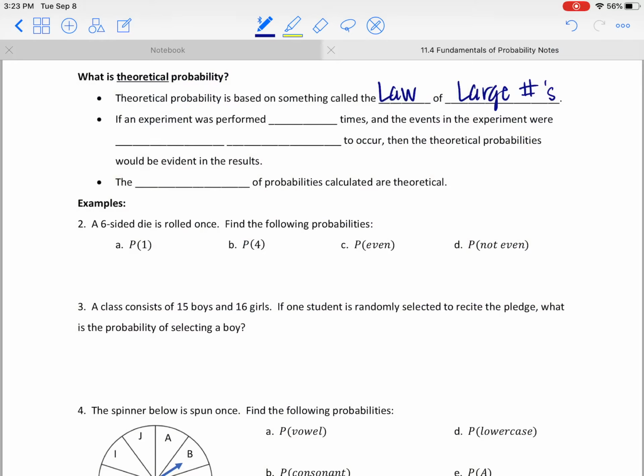Okay? So the law of large numbers says if an experiment is performed many times, I'm talking like millions of times, and the events in the experiment were equally likely to occur, then the theoretical probabilities is what would be evident in the results. We would get closer and closer and closer to 1 out of 6 for each of those options. Okay?